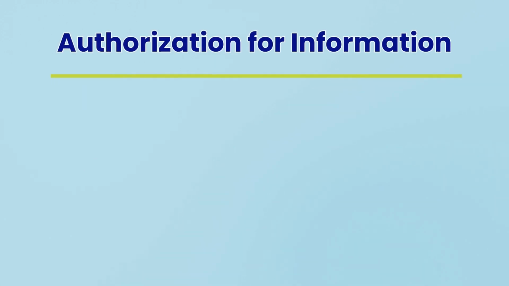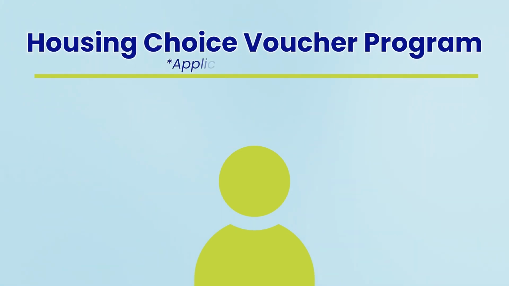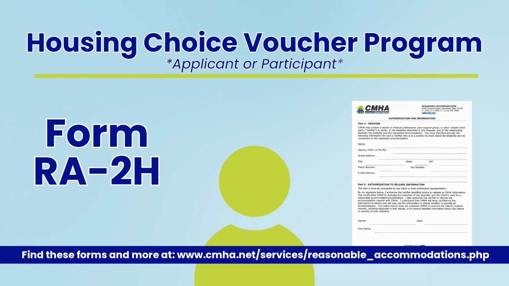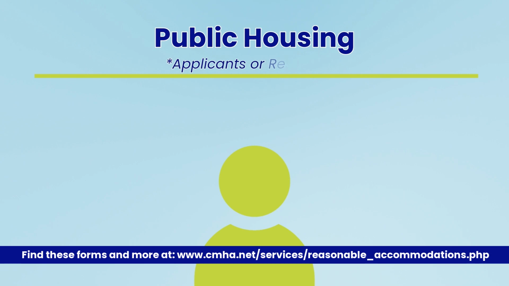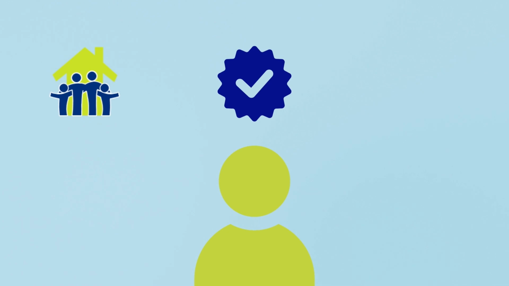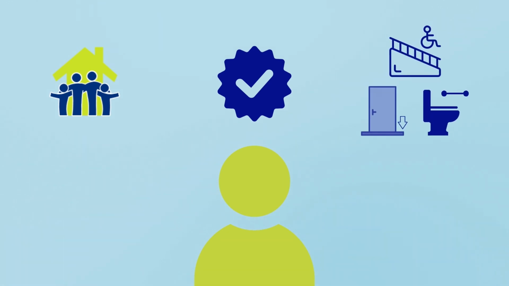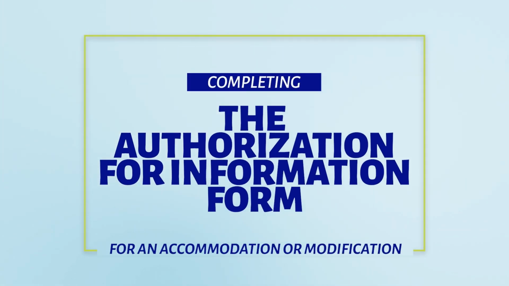It is very important to also complete the Authorization for Information form. For Housing Choice Voucher Program applicants or participants, this is Form RA-2H. For public housing applicants or residents, this is Form RA-2L. This form authorizes CMHA to verify the disability and its relationship to the requested accommodation. Now let's take a look at the Authorization for Information form.